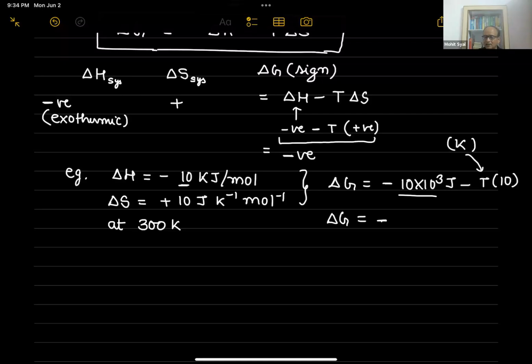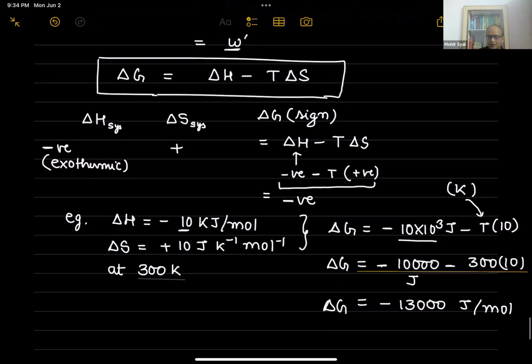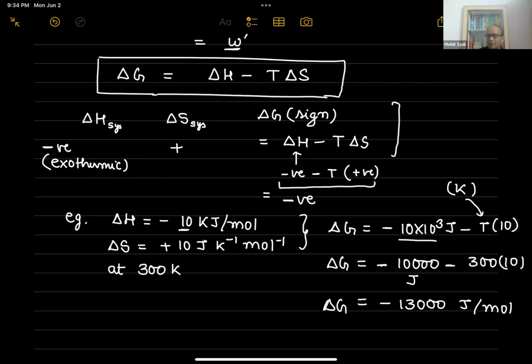So this is minus, this is with 4 zeros, joules, minus temperature was how much? 300, and delta S was 10. So it was equal to minus 13,000 joule per mole. Got it? Clear? So at any temperature, because this is negative, and the other term is also negative, any temperature you take, always it is going to be negative. Such reactions are spontaneous at all the temperatures.